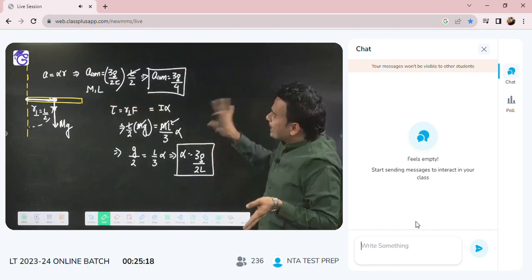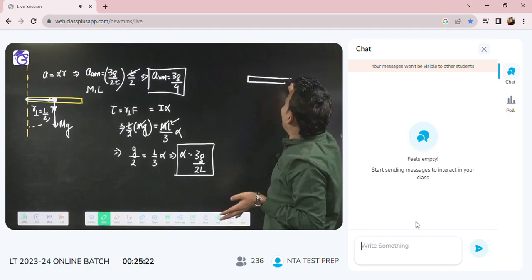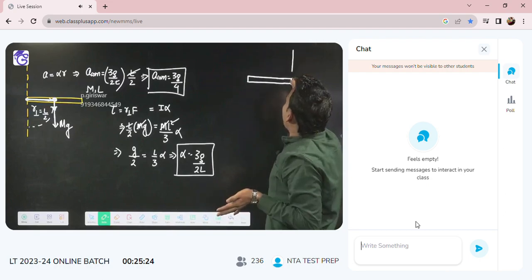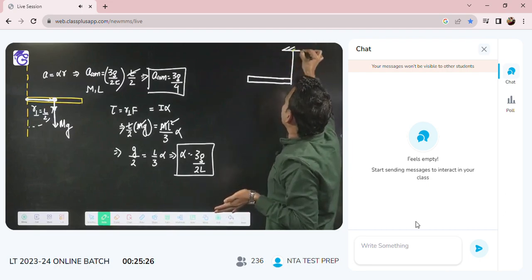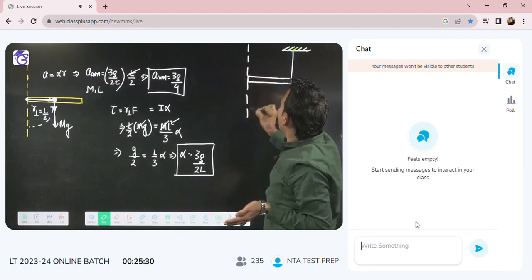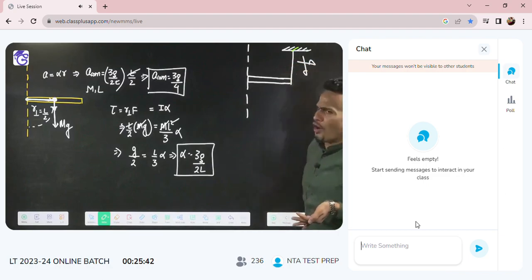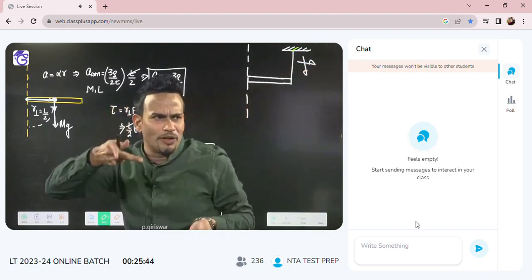Sometimes they say, one end of the rod we are hanging with the help of string. Other end is the axis. Now they will say, if string is cut, can you tell me what will happen to the rod? If I cut the string, what will happen to the rod?